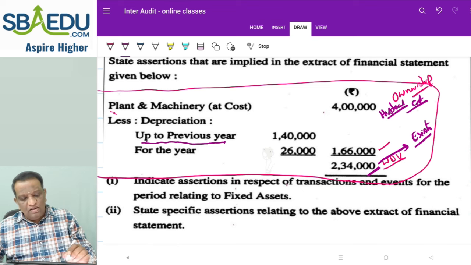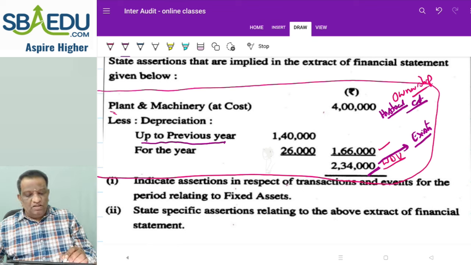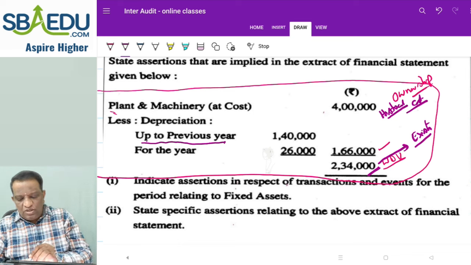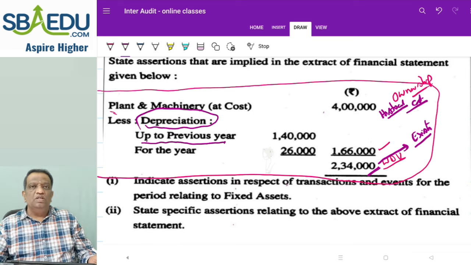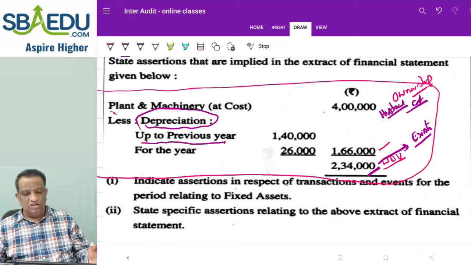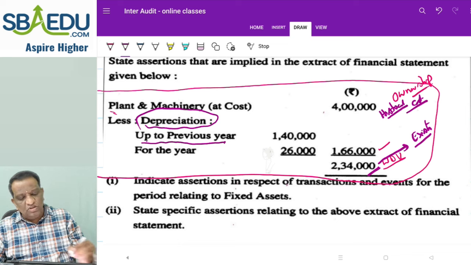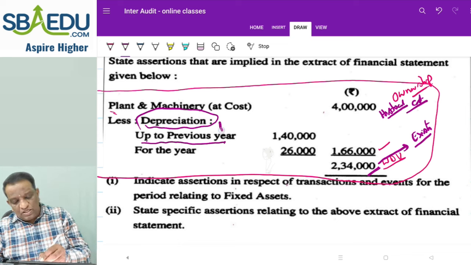Now, another question. Is this plant and machinery used for business purpose or personal purpose? It is used for business purpose. You all agree. Why do you say so? Only when you use it for business purpose are you allowed to calculate the depreciation. So coming in a reverse way, when they are claiming depreciation, it is implied that the asset is used for business purpose. So that is again another point the management is trying to say, that I am using it for business purpose.